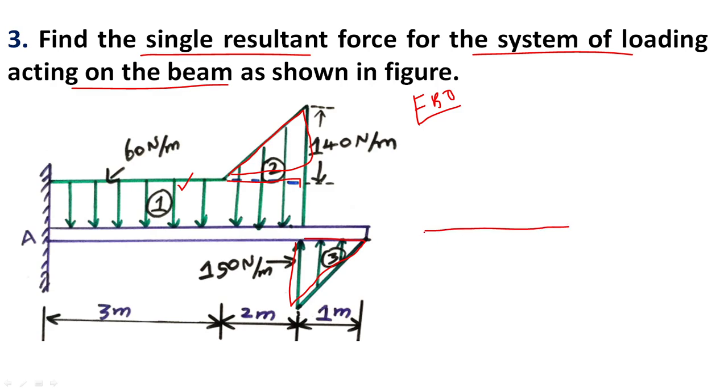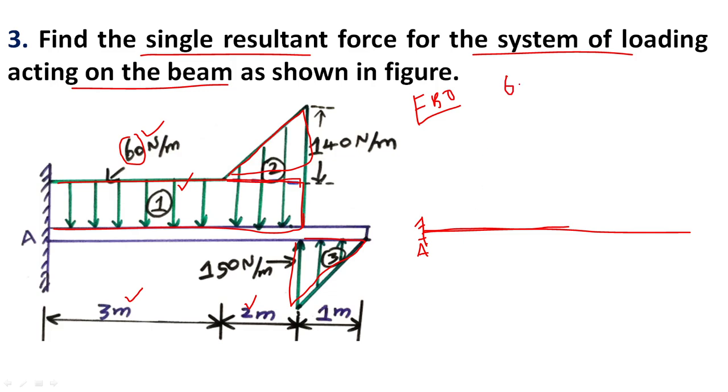This is the beam structure. This is point A, which is fixed. We want to convert this uniformly distributed load to a single force. The uniformly distributed load is 60 newton per meter. The length of this uniformly distributed load is 3 plus 2, which is 5 meters.